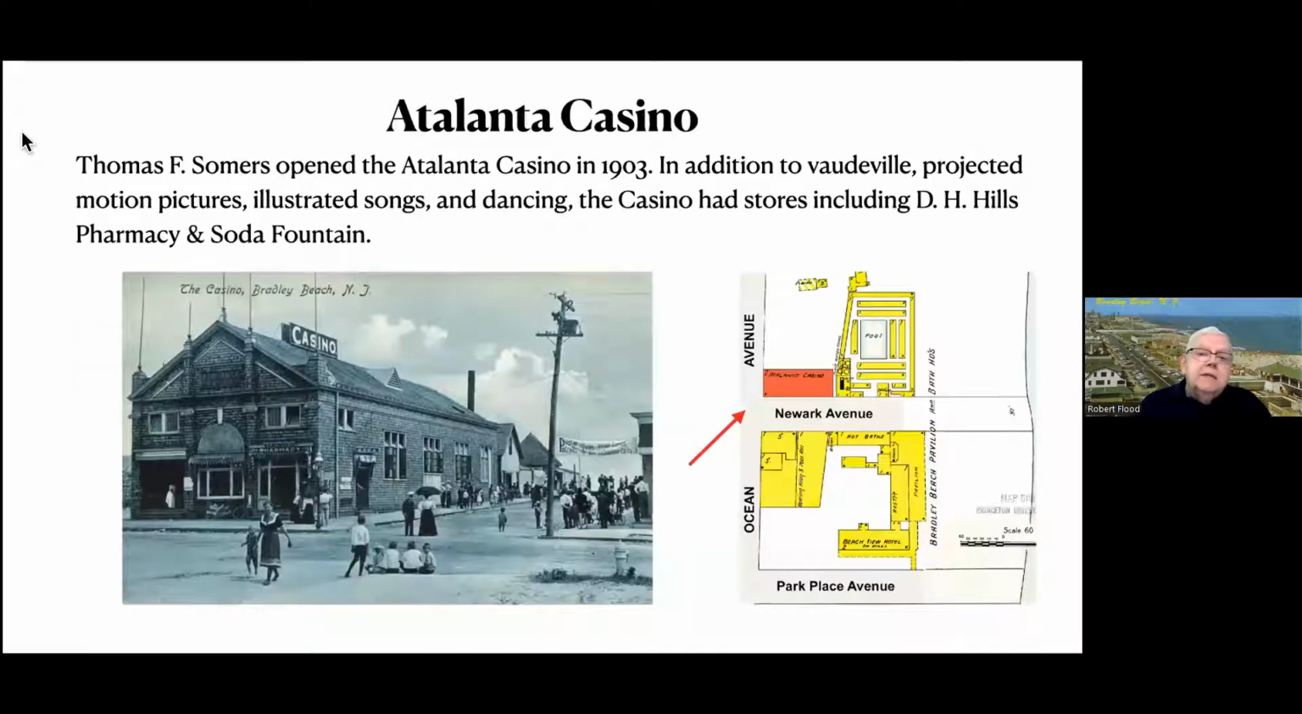The Atalanta Casino is also built by Thomas F. Somers. In addition to vaudeville, projected motion pictures, and illustrated songs and dancing, the casino had stores, including D.H. Hill's Pharmacy and Soda Fountain. This was done in 1903, and again, you can see it's occupying the northeast corner of Newark and Ocean on the beach.